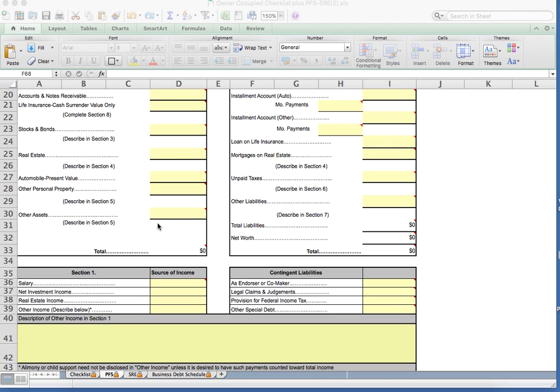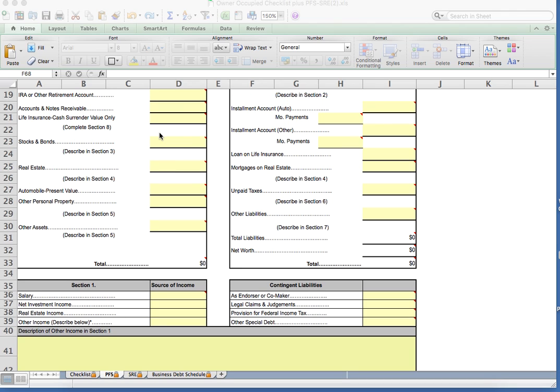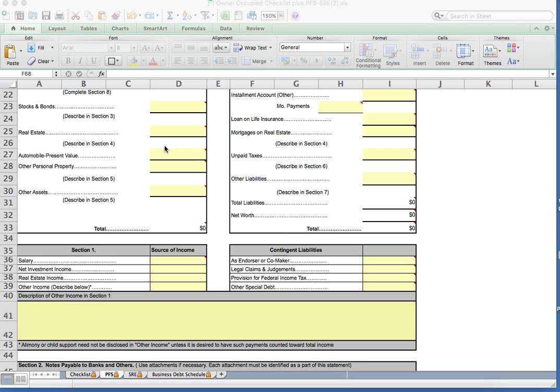The next is stocks and bonds. Again, if you trade or have bought individual stocks and or bonds, make sure that you ascertain your most recent statement and put that amount in here. Again, this would be separate than the IRA, which is more of a retirement account.